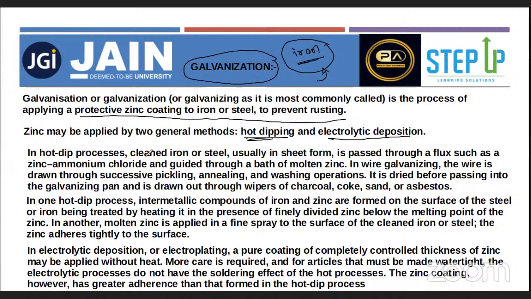In the hot dip process, cleaned iron or steel, usually in sheet form, is passed through a flux such as zinc ammonium chloride and guided through a bath of molten zinc. This zinc is present in a lava-like molten form, and the sheet is allowed to pass through it. In wire galvanizing, the wire is drawn through successive pickling, annealing, and washing operations. Pickling is basically cleaning. Annealing is the application of zinc, and then you clean it so that no impurity sticks to it. It is then dried before passing into the galvanizing pan and is drawn out through wipers of charcoal, coke, and sand or asbestos. These are all insulators, so that by the time it comes out, it will be fully cool and you can take it out.